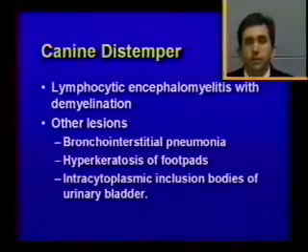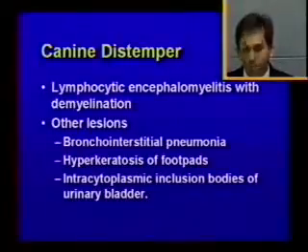Diagnostically, the best tissue that we have to evaluate to determine if a dog is infected with canine distemper virus is the urinary bladder. So if you had to submit one tissue to rule out infection with canine distemper virus, it would be the urinary bladder, because the pathologist would then be able to look at this tissue and identify the inclusion bodies in the epithelium of the bladder.